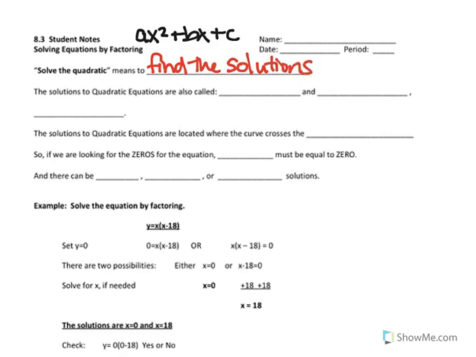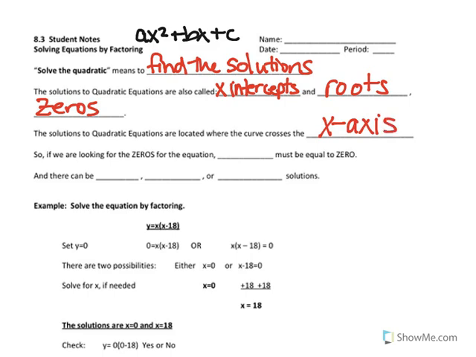And the solutions to a quadratic are also called the x-intercepts, the roots, or the zeros. All of these can be used interchangeably as names for finding the solutions or to solve the quadratic. So the solutions to the quadratic equations are located where the curve or the parabola crosses the x-axis.